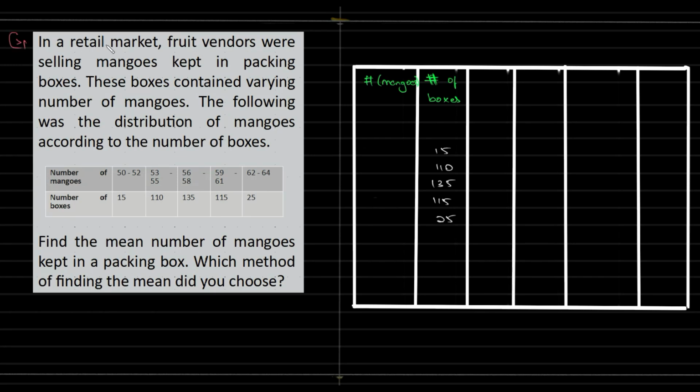In a retail market, fruit vendors were selling mangoes kept in packed boxes. The boxes contain various numbers of mangoes. The following was the distribution of mangoes according to the number of boxes. Find the mean number of mangoes kept in a packing box. Which method of finding the mean do you choose?